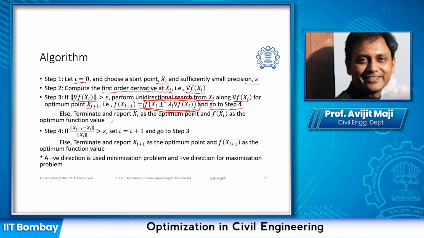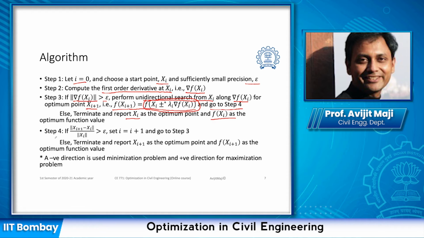Otherwise, if we find that the scalar quantity of the direction vector is smaller than the precision, we terminate the algorithm and report the point which we have obtained so far as the optimum point, and the function value at that point as the optimum function value.